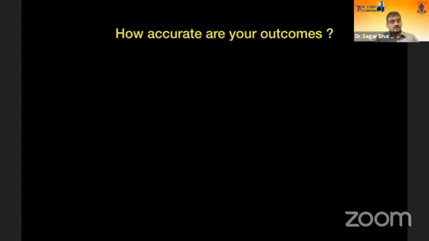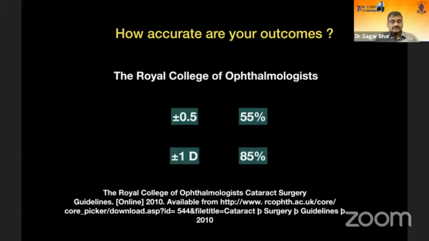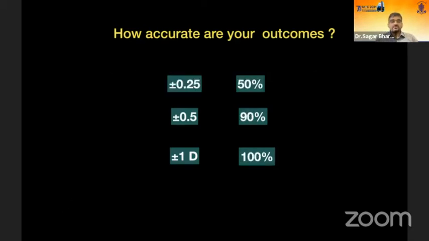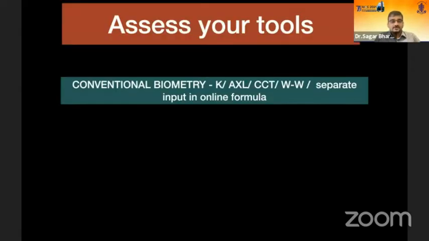Now when we talk about accuracy of our outcomes, a benchmark was given by the Royal College of Ophthalmologists, which stated that at least 55% of the patients should be within plus or minus 0.5, and 85% within 1 diopter. But a more realistic figure in today's times would be that you should achieve about 50% of patients within plus minus 0.25, and in 90% of patients within 0.5, in order to give a very predictable outcome for your premium IOLs.